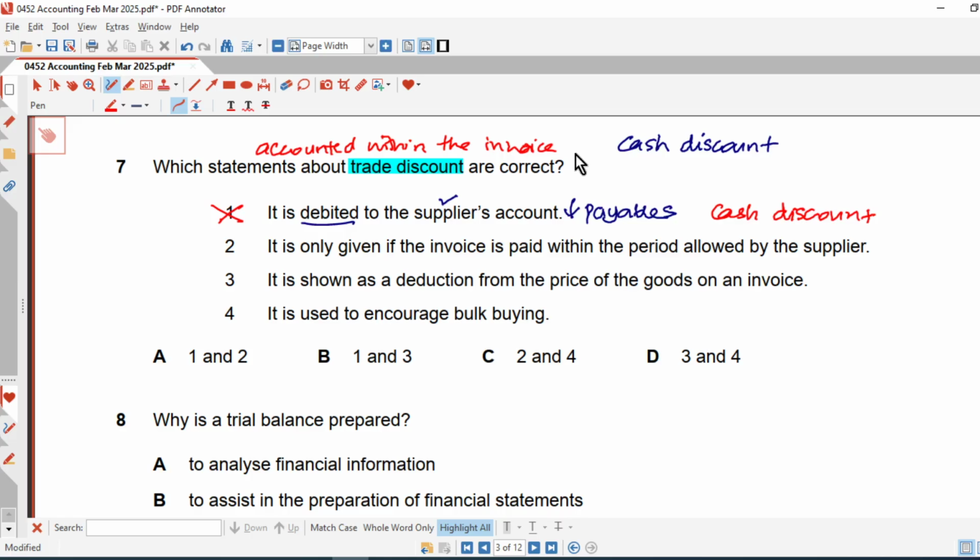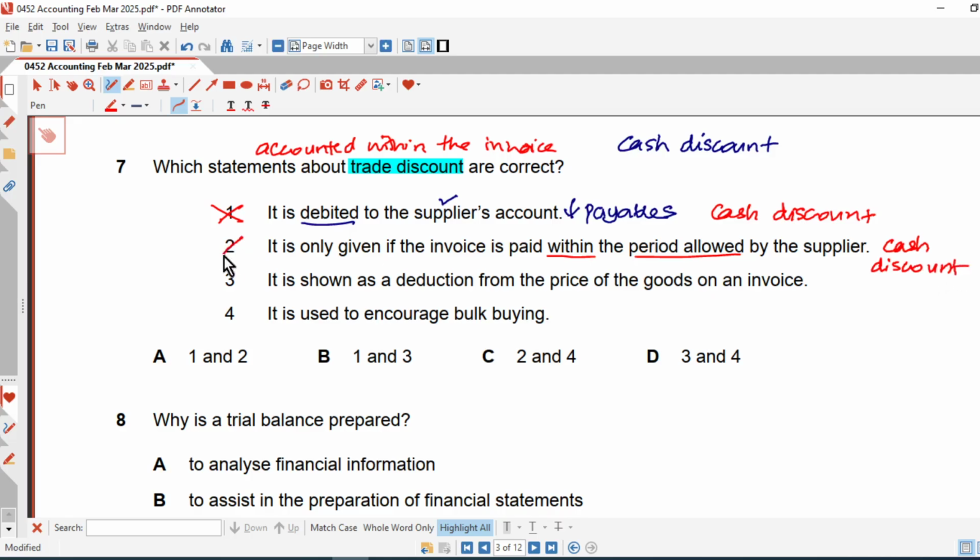Only a cash discount would appear in the ledger. Now, why is that so? Because we never know whether a person qualifies for a cash discount until they actually pay up. You know, you can't just assume people are going to pay you early and you give them discounts. I mean, that's a terrible way to run a business. Okay, now it's only given if the invoice is paid within the period allowed by the supplier. Again, this is describing a cash discount, right? You pay early, you get a discount.